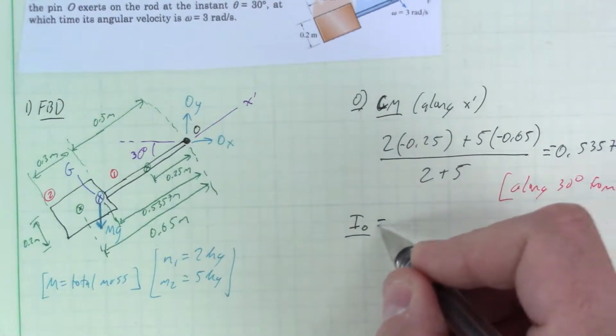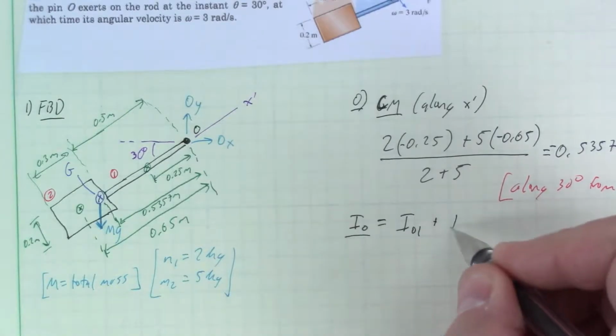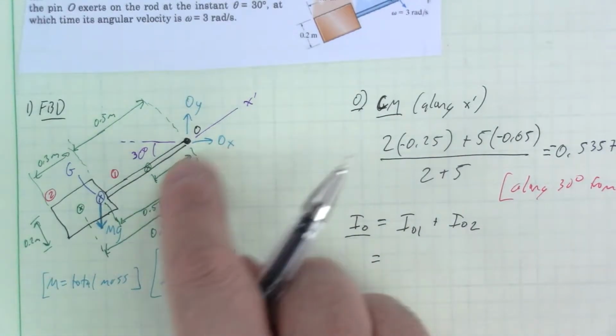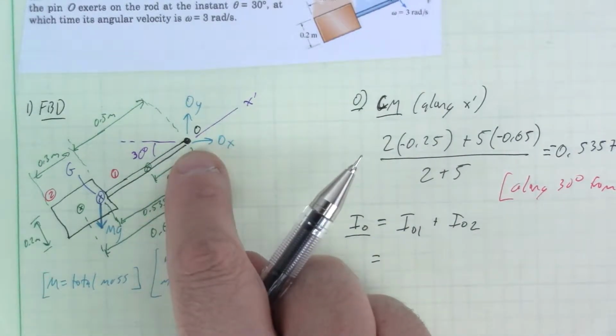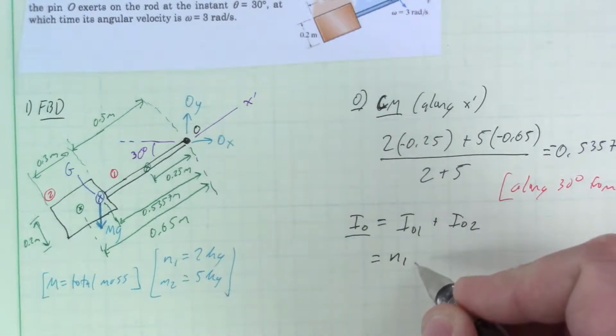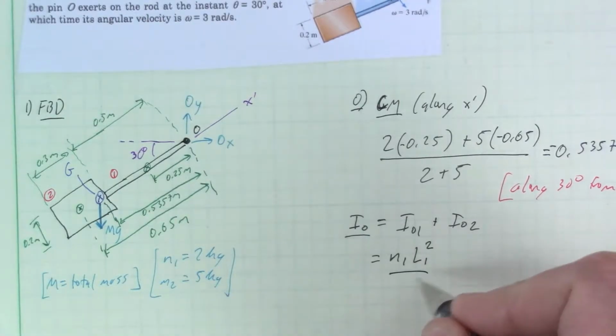Now we're going to need the moment of inertia about O, and this is a composite shape. So this is going to be the moment of inertia about O from shape 1, plus the moment of inertia about O from shape 2. For shape 1, that's just at the end. So from the table, we have a relationship: M1, the mass of the slender rod, times its length squared divided by 3.